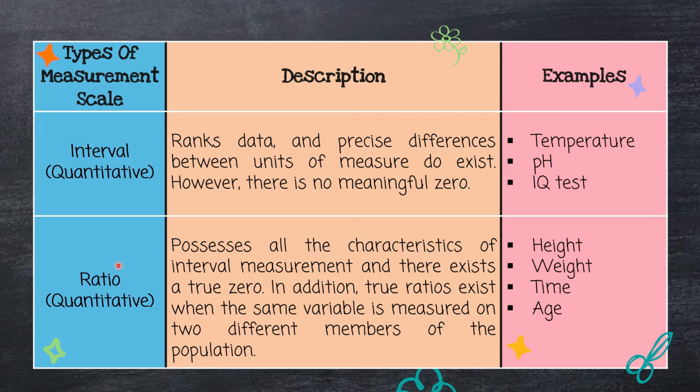The last scale is ratio. So this one is quantitative and it possesses all the characteristics of interval measurement, and there exists a true zero. In addition, true ratios exist when the same variable is measured on two different members of the population. Example for ratio scale: height, weight, time, and age.